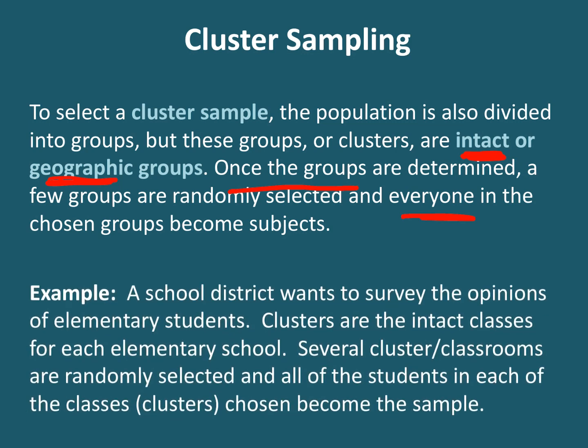So, for example, a school district wants to survey the opinions of elementary school students. So what they do is, the clusters are the intact classes for each elementary school. Several clusters/classrooms are randomly selected. And once those are selected, all of the students in each of the classes, again, these are the clusters here, are going to become a part of the sample. So you can imagine that once they establish which classrooms will be taking the survey, they will give that survey to each and every single student within that specific classroom.